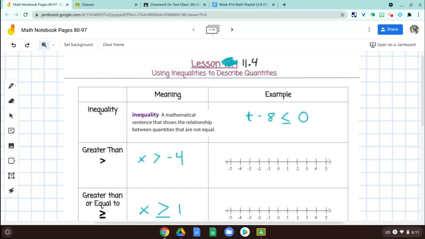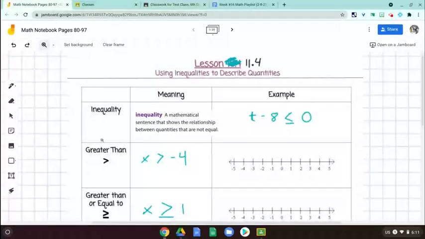So we have our first definition here at the top for inequality. Out of the book, the definition for inequality is a mathematical sentence that shows the relationship between quantities that are not equal. Now, we've talked about equations, and that equations have an equal sign. It's two expressions that are shown to be equal with an equal sign. In this case, we have really two expressions that are shown as being not equal with an inequality sign.